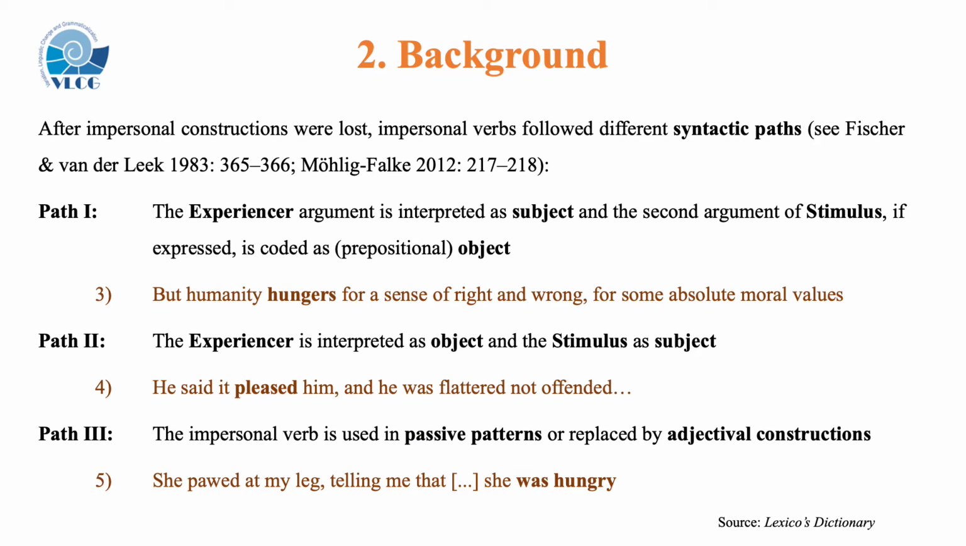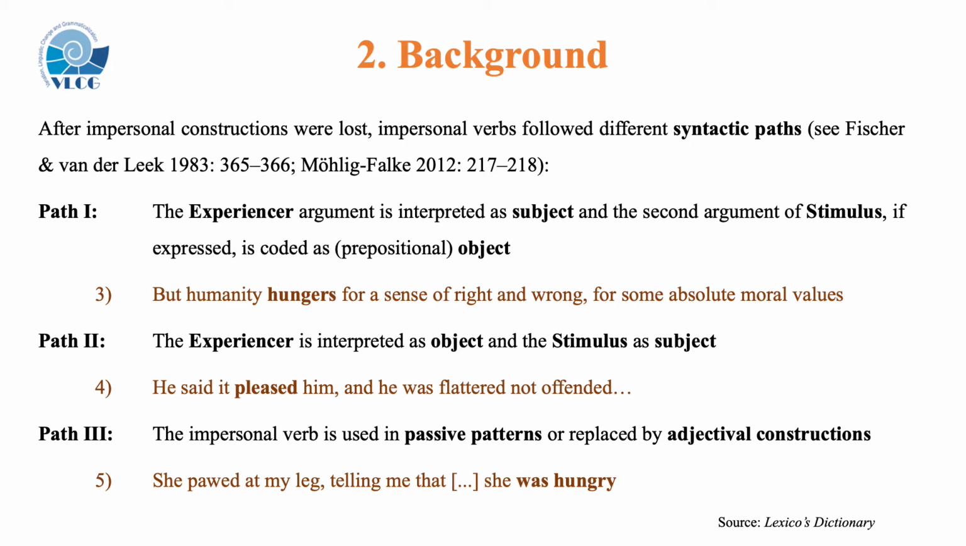After impersonal constructions were lost, impersonal verbs followed different paths of development. In some cases, the experiencer argument is interpreted as subject, while the second argument or stimulus, if expressed, is encoded as object, which in some cases is prepositional, as in example 3, "humanity hungers for a sense of right and wrong." In other cases, the experiencer is interpreted as object, while the stimulus is encoded as subject, as in 4, "He said it pleased him."